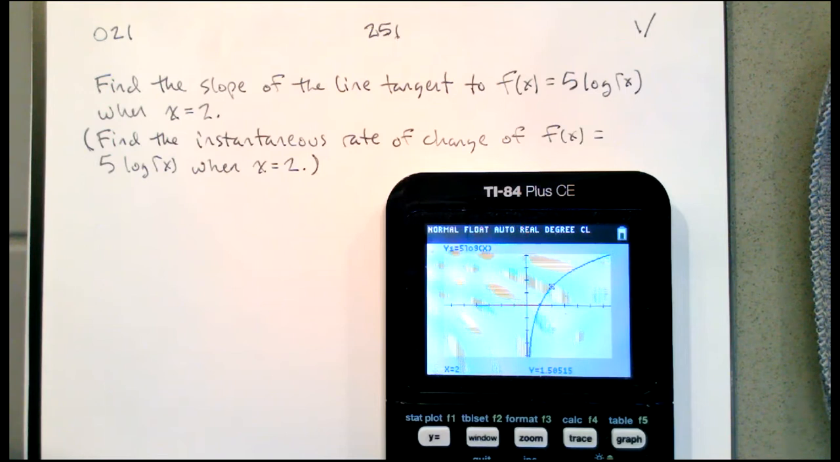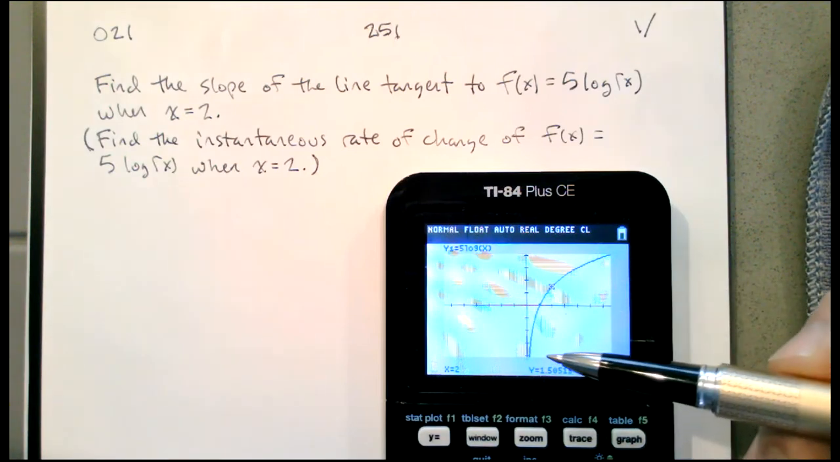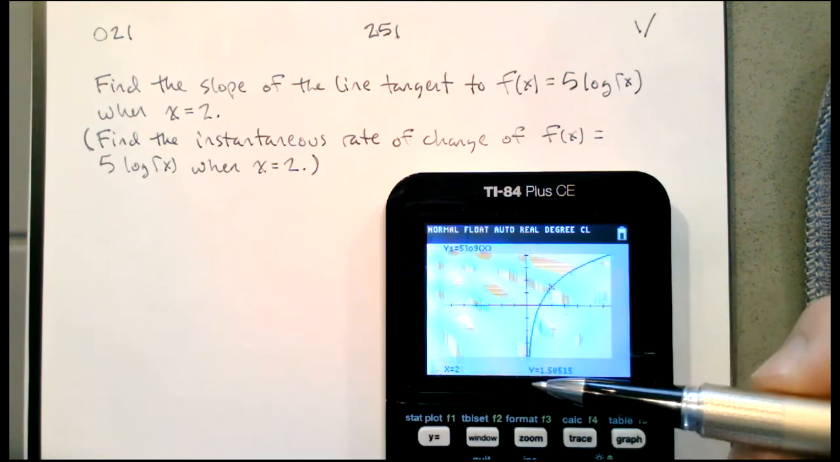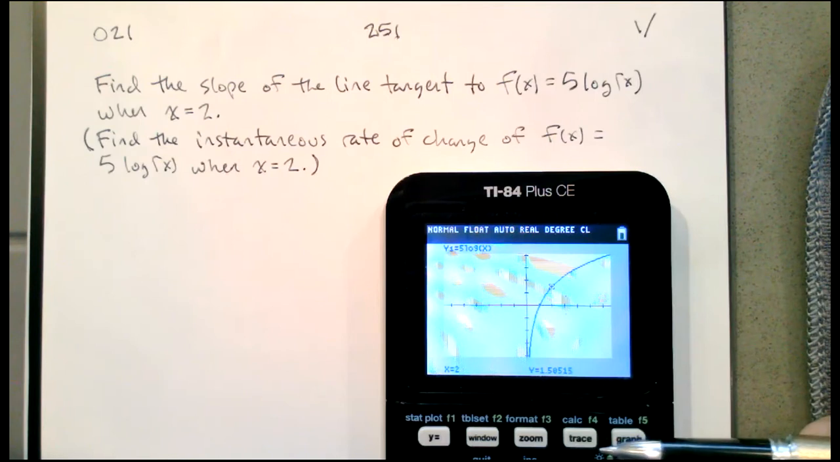Remember the issue that we have. Here's the function y equals 5 log x. I multiplied by 5 so it would spread out a little bit more, and I don't have to change the vertical axis scale as much. So that's the only reason I multiplied by 5. All right.